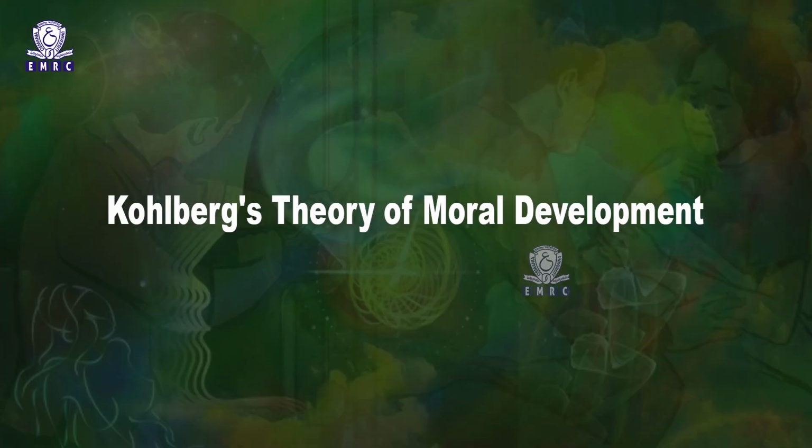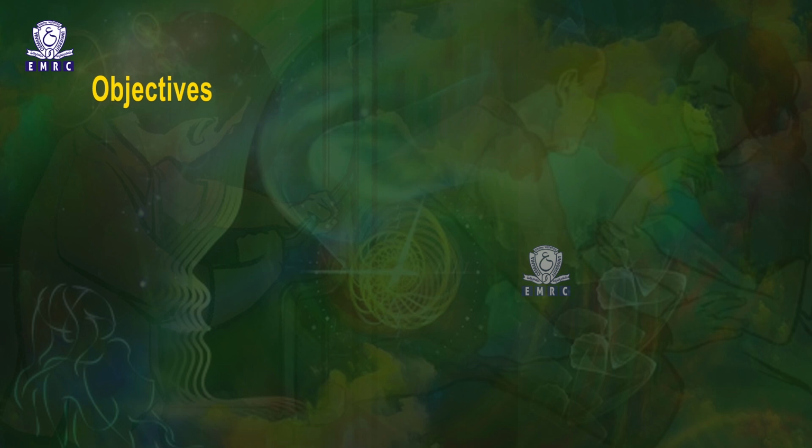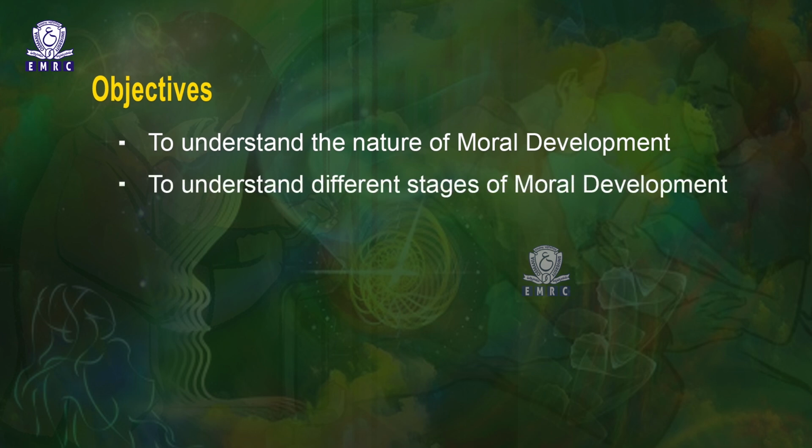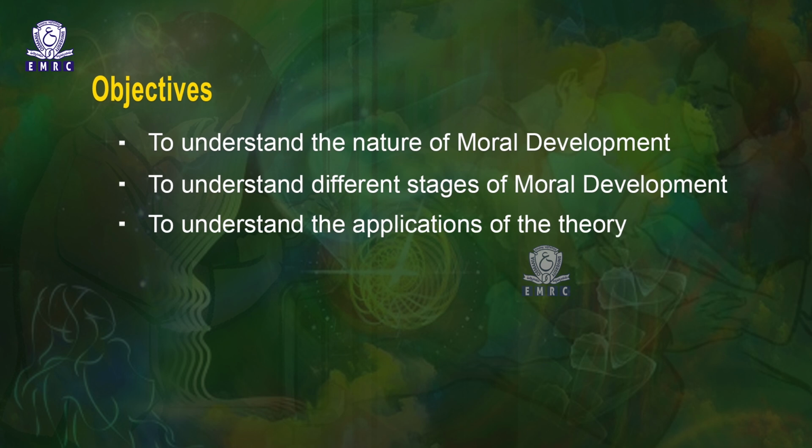So, hello students. Today we will be looking into another module known as Kohlberg's theory of moral development. Coming to the objectives of this module, the first one is to understand the nature of moral development. Second, to understand the different stages of moral development. And the third one is to understand the applications of this theory.